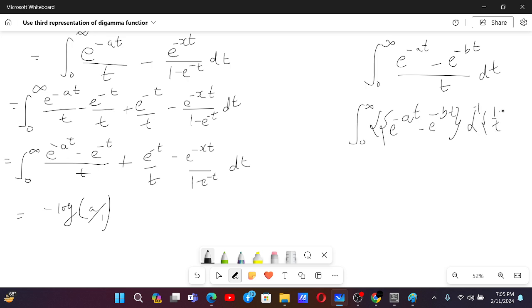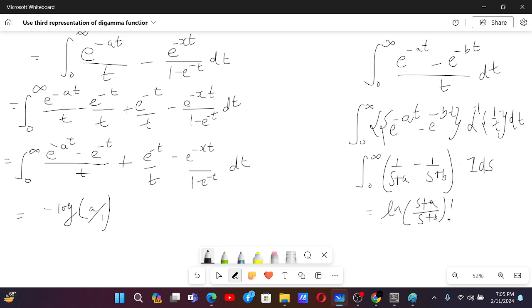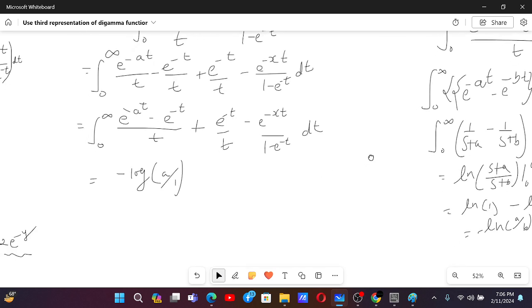Now the Laplace inverse of 1 by t is just 1, and the Laplace transform of this thing is just 1 by s plus a minus 1 by s plus b. And this is just 1 ds. Now this is easy. Now this is just ln of (s plus a) by (s plus b) going from 0 to infinity. At infinity this is just 1, so ln of 1 minus, at 0, this is just ln a by b. So you basically get minus ln of a by b. So this is a whole new proof of the Frullani integral.